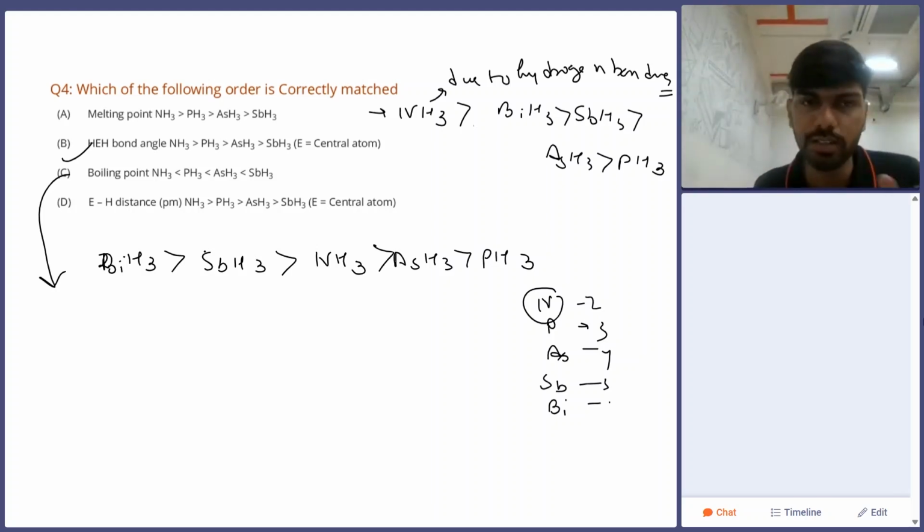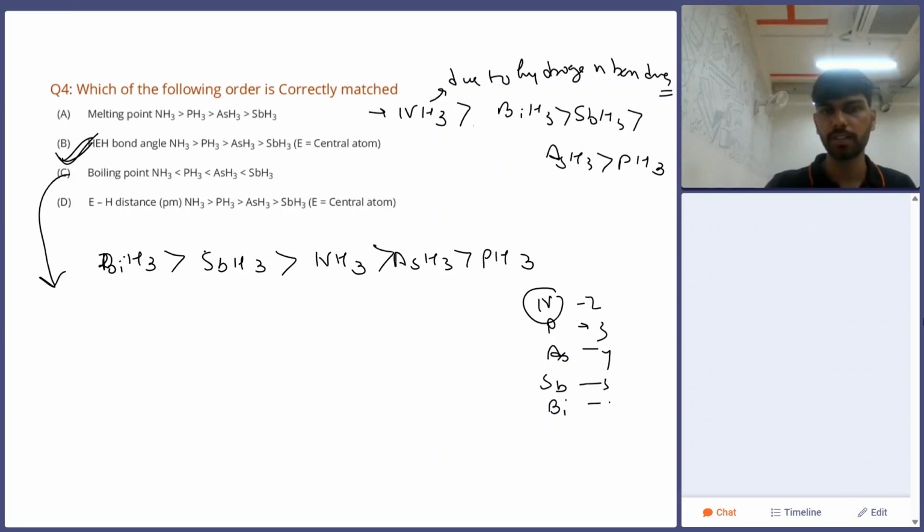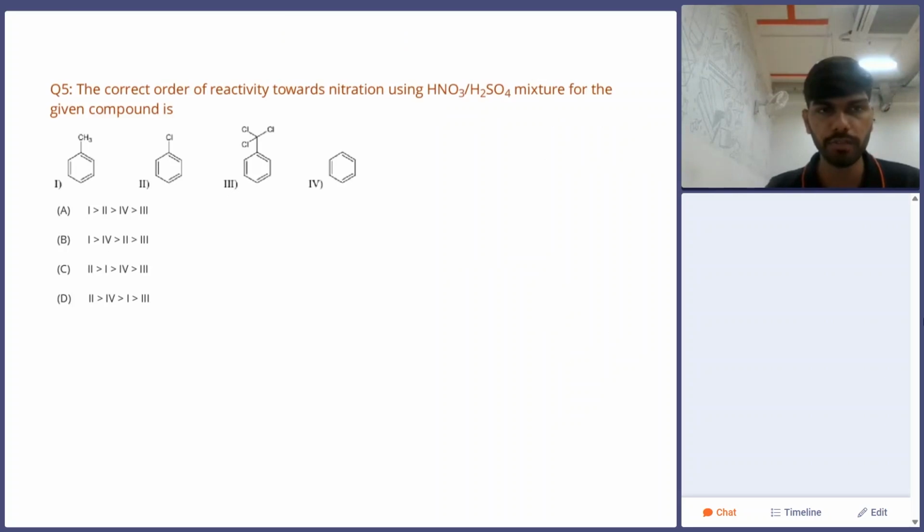So this distance option is not correct. Option D is also not correct. So that's why option B is appropriate for bond angle. Clear? Here the bond angle of ammonia is 107, phosphine 93, arsine 91, and this is 91.3, which again is due to Drago's rule, if you remember. Clear, class? Now we'll proceed to the next question.